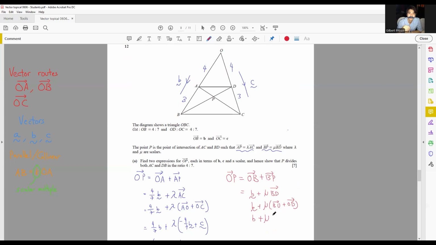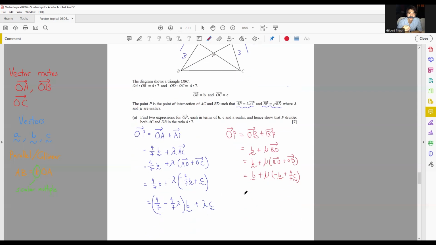BO is actually negative B. OD, as mentioned earlier, was 4 over 7 of C. Right? All these are vectors. Now, from here, we can again group up the like terms. In this case, factorize out the B. We have 1 minus μ of B plus 4 over 7 μ of C. Okay? Then these are your two expressions for OP.